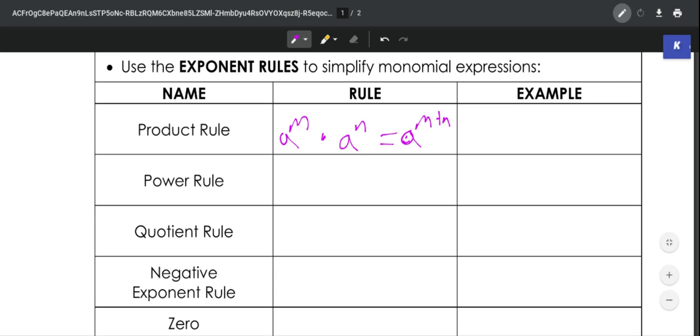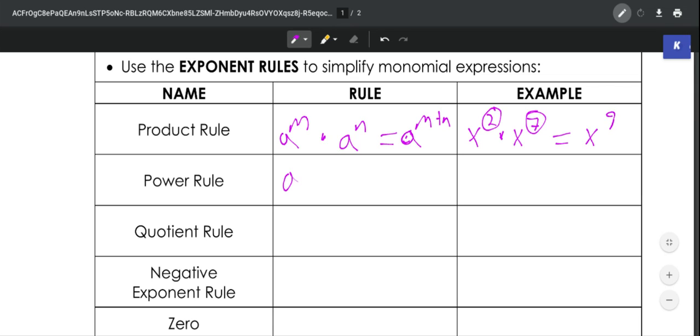So a real example of that would be x squared times x to the 7th. That would actually give us x to the 9th. So all we did was add 2 plus 7. That gives us our exponent of 9. So that's all the product rule is for our rules of exponents.